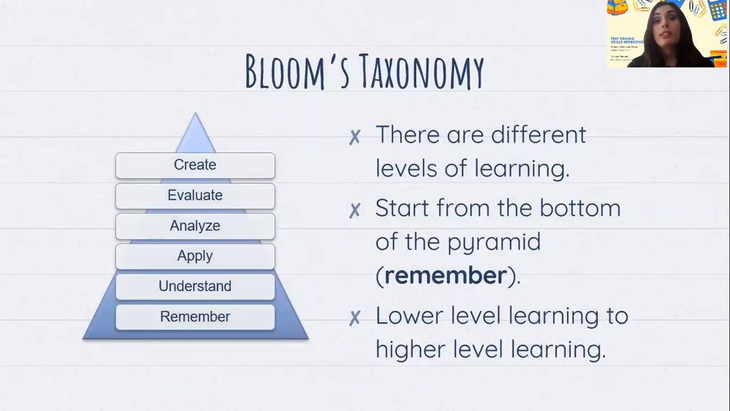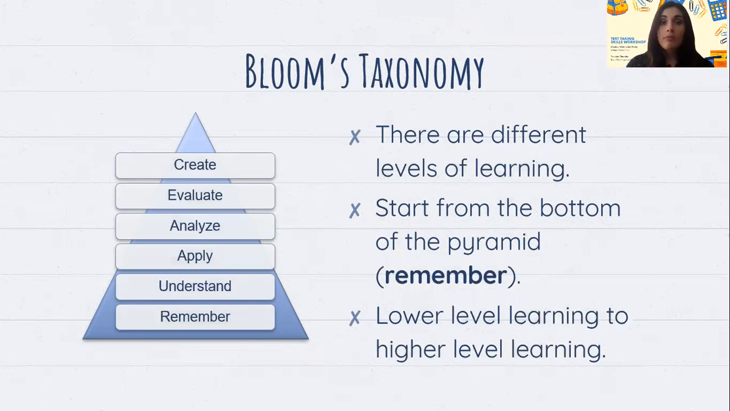So what Bloom's taxonomy describes is that there are different levels of learning. You'll notice that when I read to you the different action words in Bloom's taxonomy on the pyramid here, I started from the bottom of the pyramid and I went up from there. You start with remember and you work your way all the way up to create. This shows that there are different levels of learning, and it goes from lower level learning, so simply being able to remember something, all the way up to higher level learning, being able to create something new.